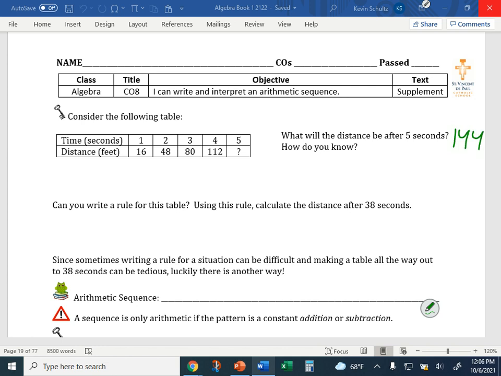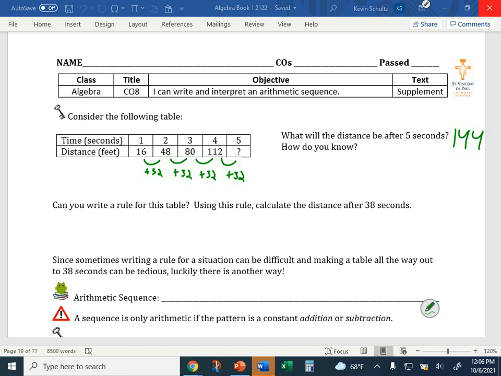And how he knows that is he recognized this pattern of plus 32. Every second that passes, it's going 32 feet further. Raise your hand if you also notice that pattern. Yeah, good. So then finding 5 seconds isn't really all that challenging because you just go another 32, and that brings you to 144. Okay? But the point of algebra, and we'll see this a lot as we go further, is we want to look for patterns, which we have here, and then use that to write an equation or a formula that's going to help us get stuff that's further out.